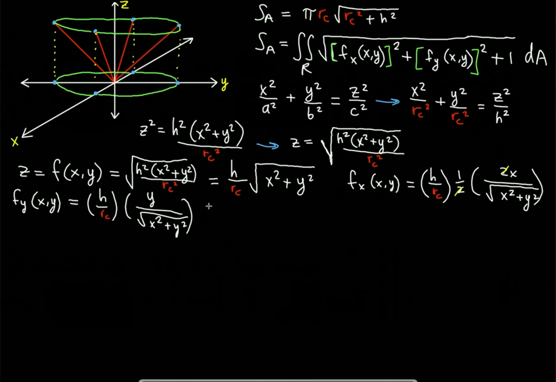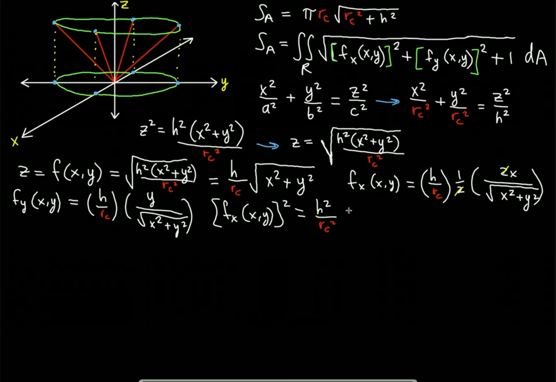So let's understand. We need to square both of these partial derivatives so that we can write it inside the square root of that formula for the surface area in the integrand. So if we square this, we should basically get the square of this, right? So it's going to be h squared over rc squared. So again, squaring this back.